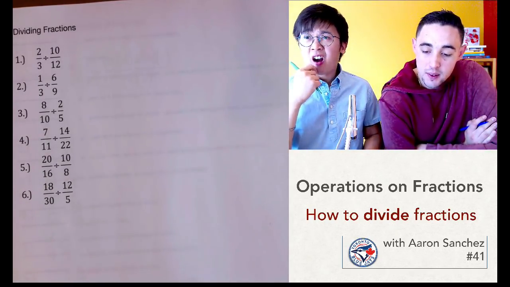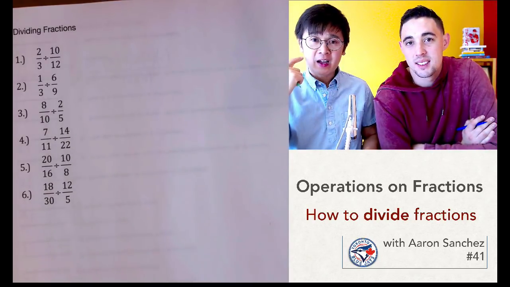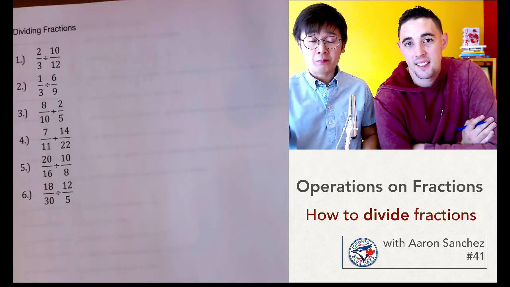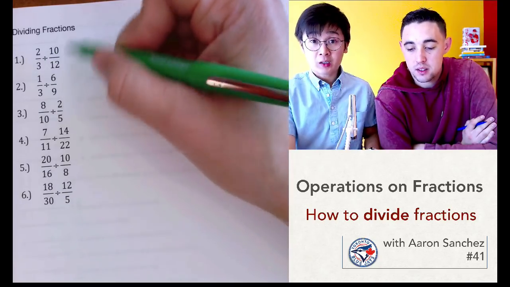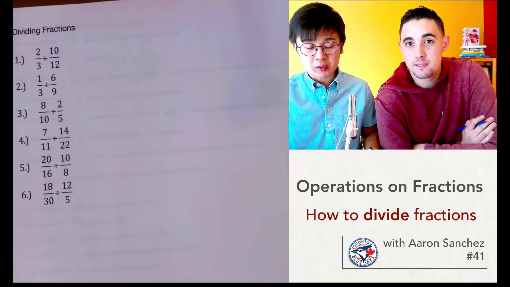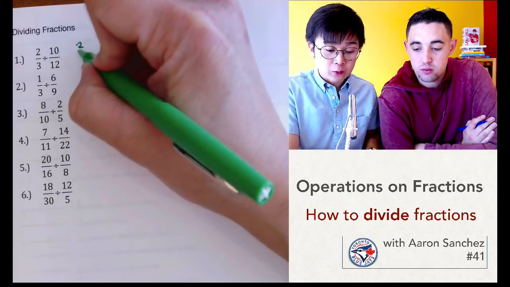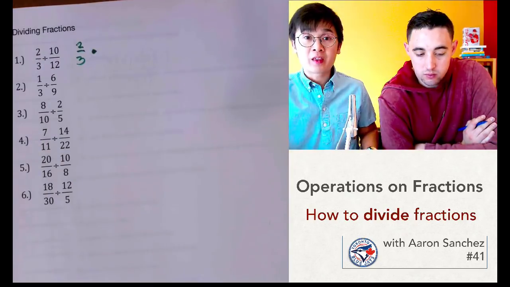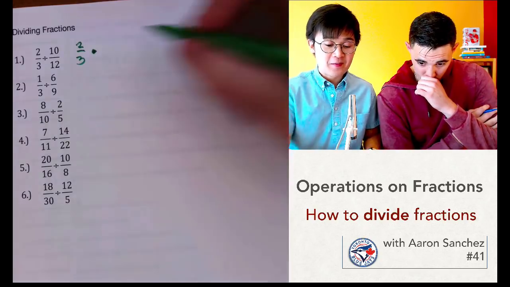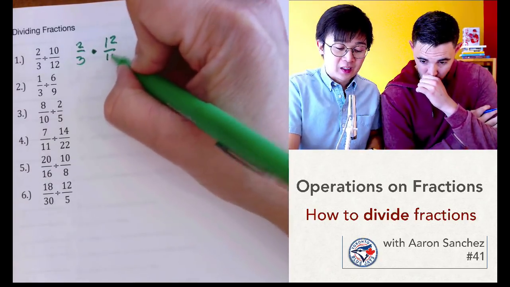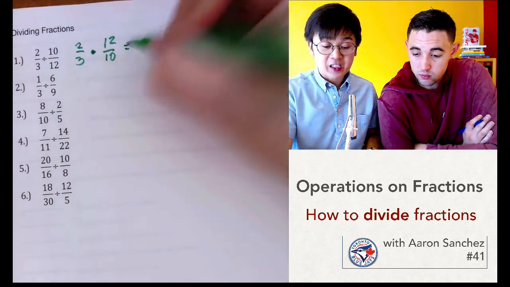A lot of students are thinking of cross multiplication, but what we're going to do is use the algebraic rule in dividing fractions, which is to copy the first fraction, take the reciprocal of the second fraction, and then proceed to multiplication. For the first problem, I will copy the first fraction, 2 over 3, and multiply it with the reciprocal of the second fraction. What's the reciprocal of 10 over 12? 12 over 10. So this is your first step, to set this up.